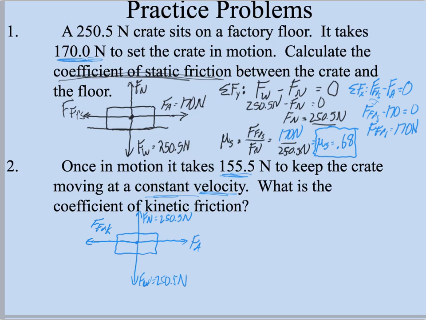So let's sum our forces along the x-axis. Now, because it's moving at constant velocity, I know that it is at equilibrium. And that's important when we're summing the forces. So our applied force minus our friction force is going to equal 0. And I know that the applied force is 155.5. So I now know the friction force is 155.5.